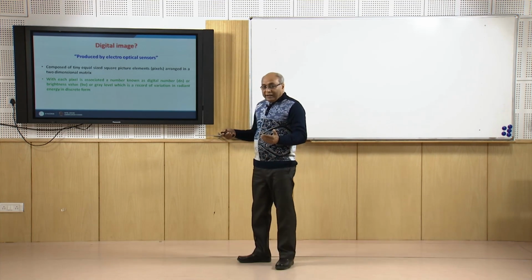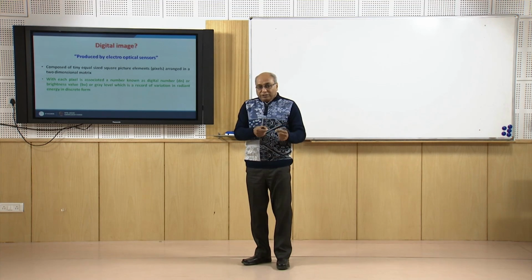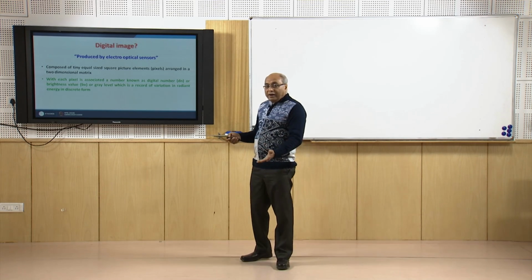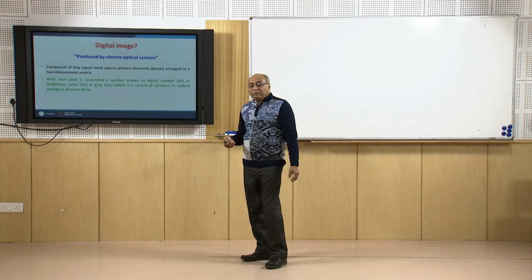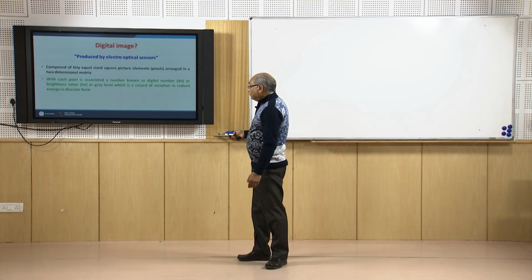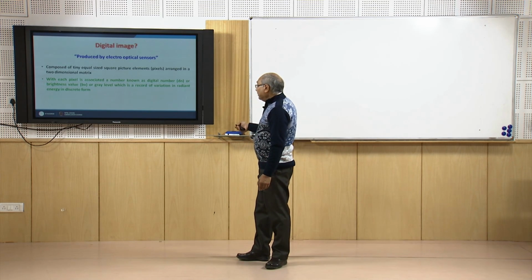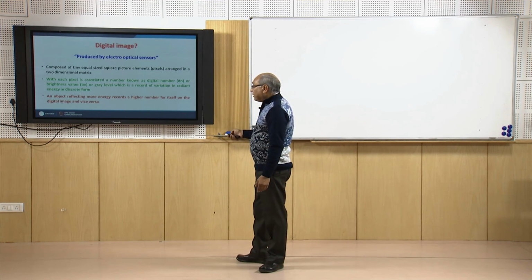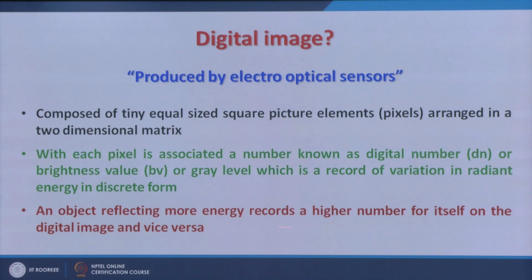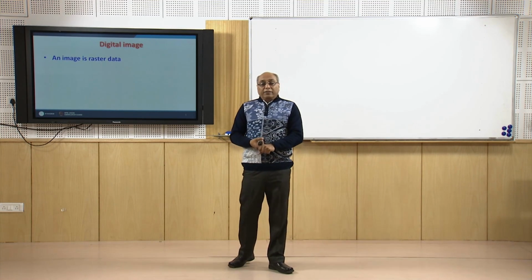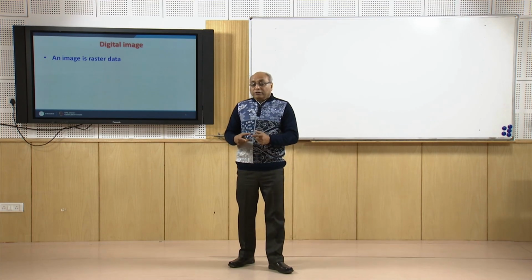If we change these digital numbers, these pixel values, into a range of gray values, then the dark areas show the objects with less reflection, and the brighter areas show the highly reflecting objects, because of the variation in radiant energy in a discrete form. An object reflecting more energy records a higher number on the digital image, and vice versa. In GIS terminology, and also in the mathematical domain, we call a digital image a raster image.